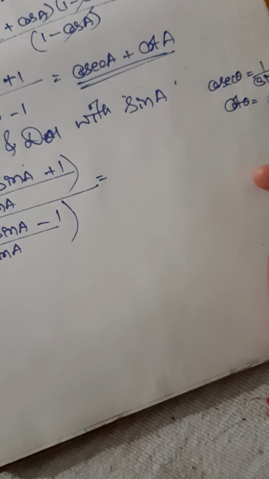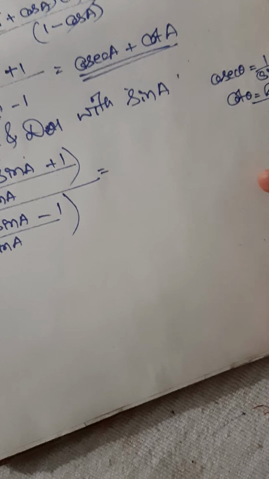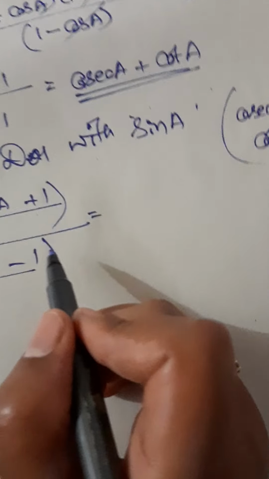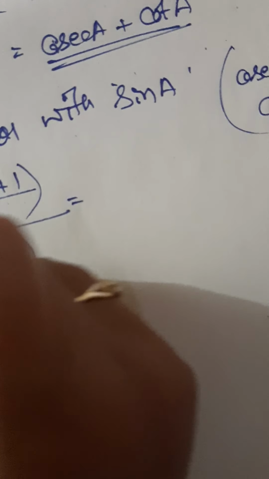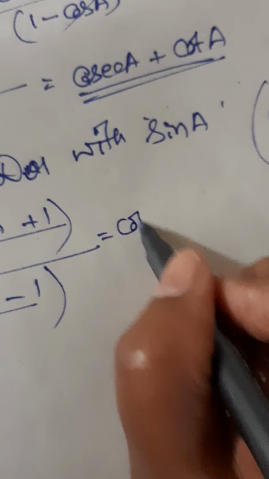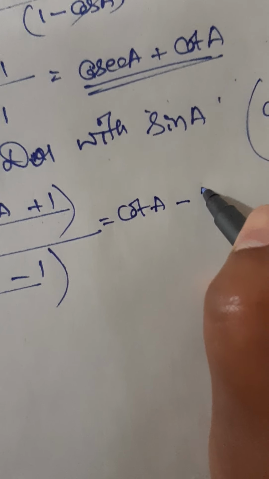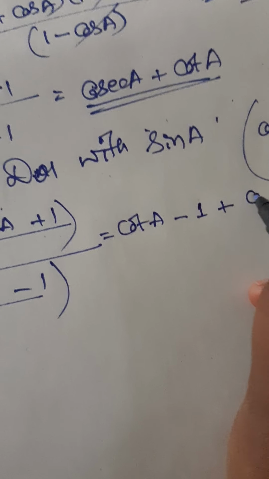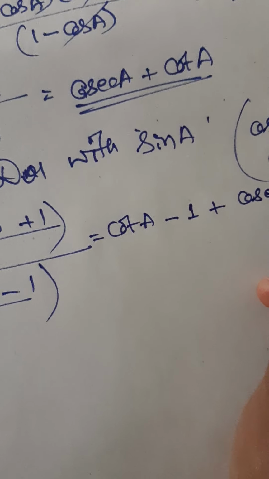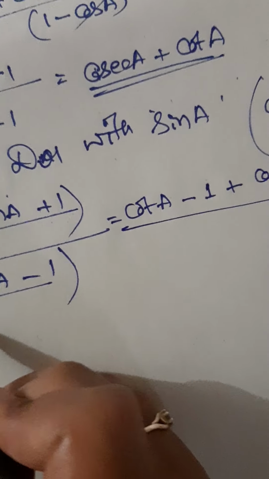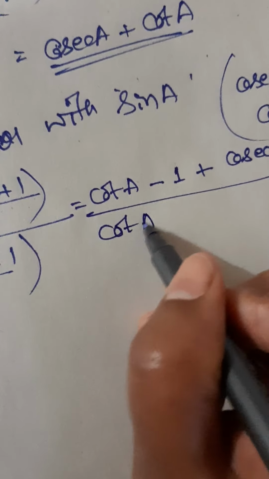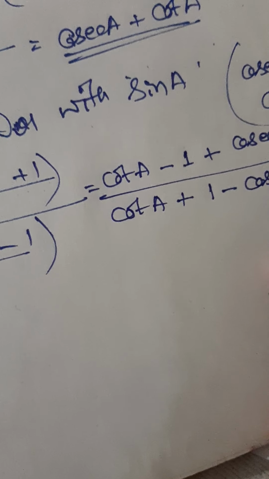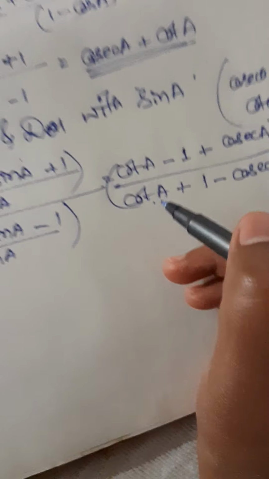Cot theta is equal to cos theta divided by sin theta. This much we already know. So, let's write this one in the same form. Cos A by sin A, this is cot A, minus 1 plus 1 by sin A means cosecant A, divided by, here also cot A plus 1 minus again cosecant A. This much we got.